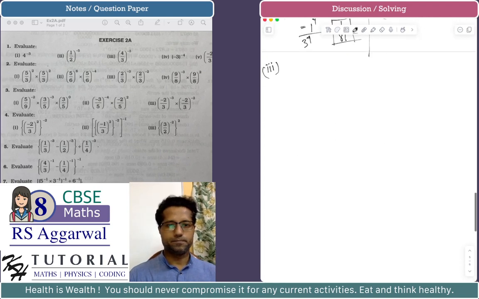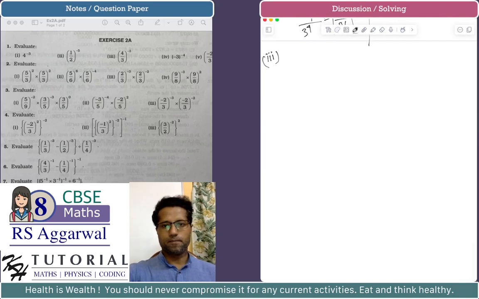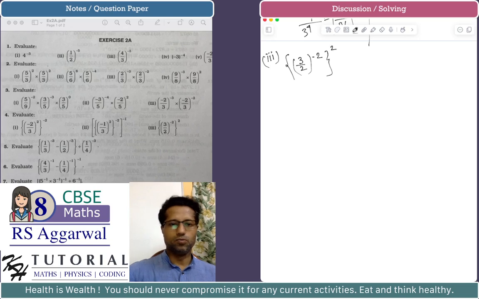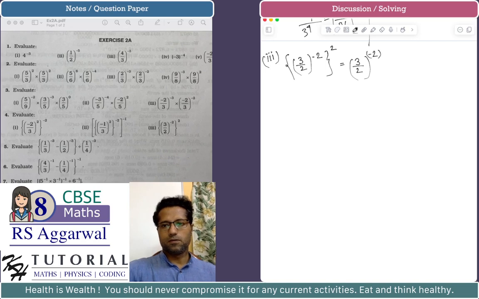Part 3. This is 3 by 2 raised to the power minus 2 and again raised to the power 2. So this problem is simpler than the part 2. Okay. So this is nothing but 3 by 2. The power will be the product of the powers, that is minus 2 multiplied by 2. This is equal to 3 by 2 raised to the power minus 4.